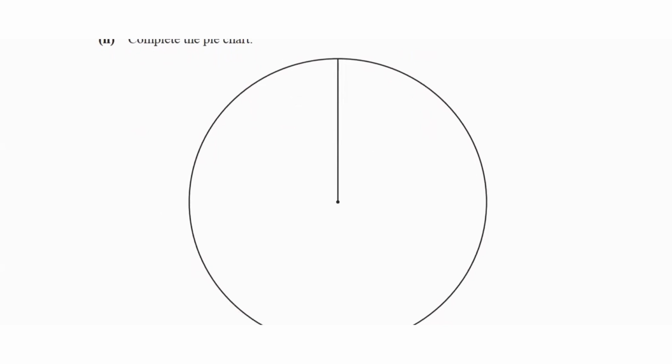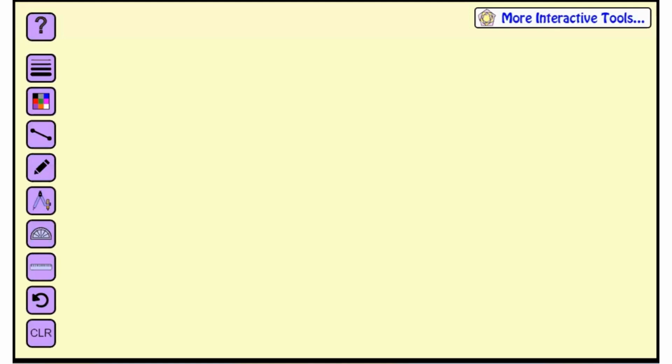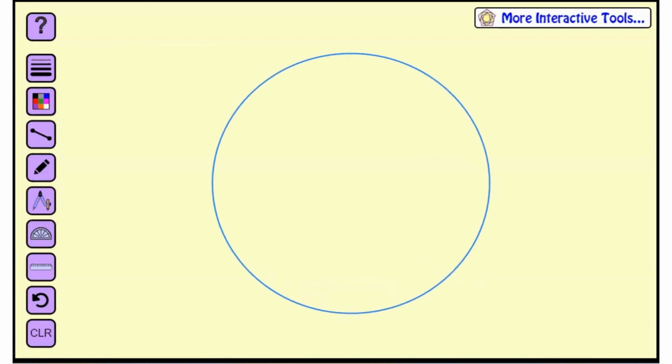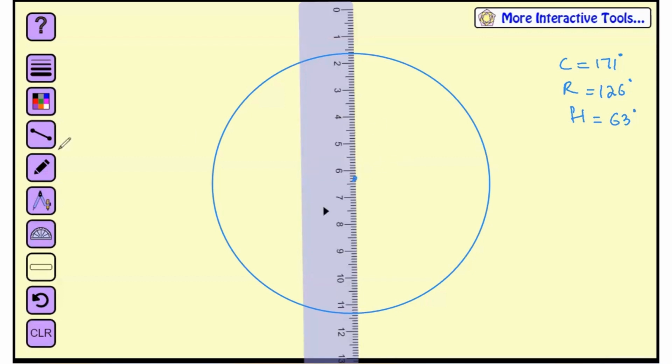Now for the pie chart, what you would do is use your protractor to draw these angles. So first I'm going to draw a circle over here. This is our circle. The angles we had were 171, 126, and 63. Cats, 171 degrees. Rabbits, 126 degrees. And hamsters, 63 degrees. So the center is going to be here, hopefully.